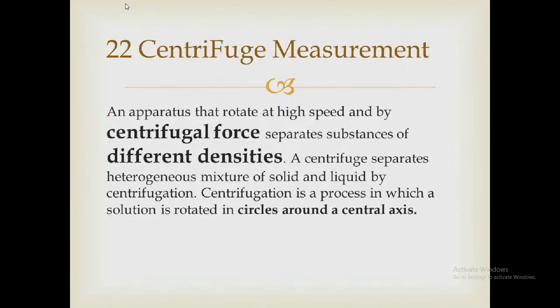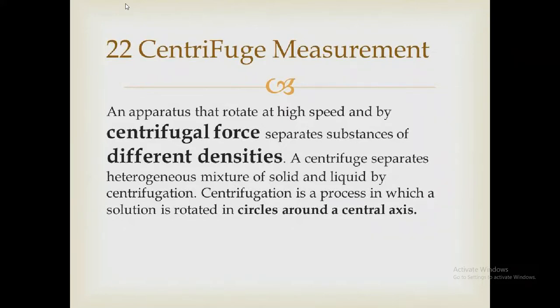Centrifuge measurement: an apparatus that rotates at a very high speed and by centrifugal force separates substances of different densities. If you have a solution containing different densities, and if we rotate it at a very high speed, then the different densities will settle at different levels. The heavier will settle at the bottom and the lighter will settle at the top. Likewise, you can separate and study them. So this procedure is called centrifuge measurement. A centrifuge separates a heterogeneous mixture of solid and liquid by centrifugation, meaning the apparatus is rotated at a particular speed and you can separate the components.